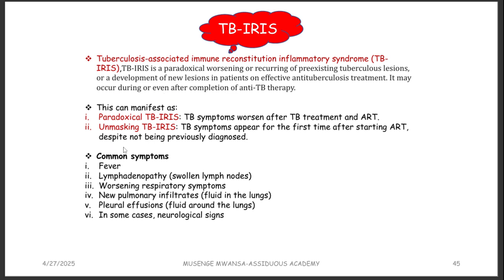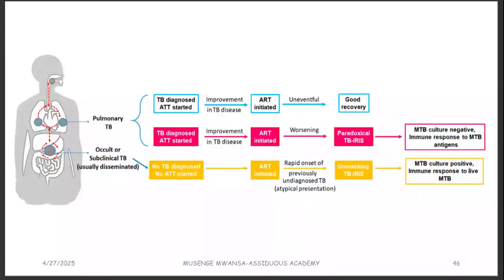That is known as paradoxical TB IRIS. Okay, so what are some of the symptoms you see? Fever, lymphadenopathy, worsening of the respiratory symptoms, new pulmonary infiltrate, pleural effusions, and in some cases neurological symptoms. Okay, so that is it.